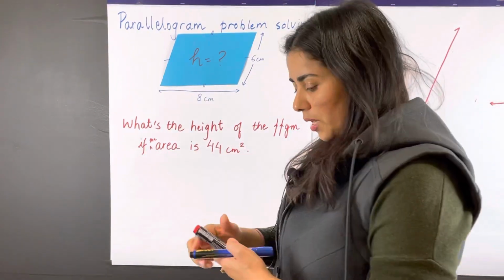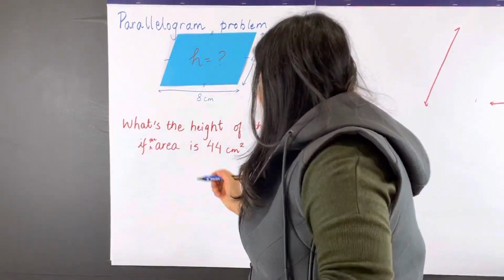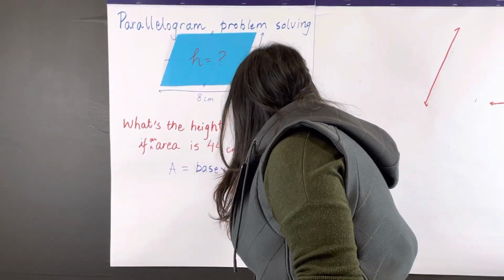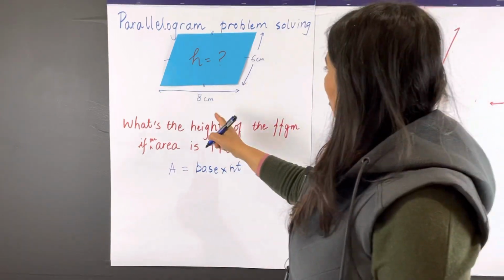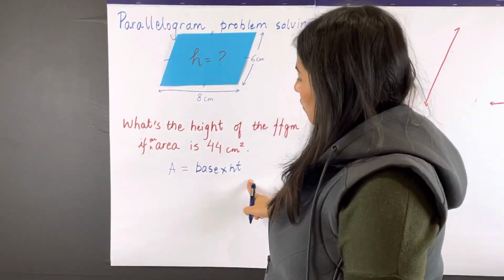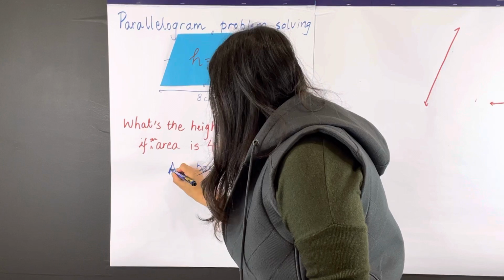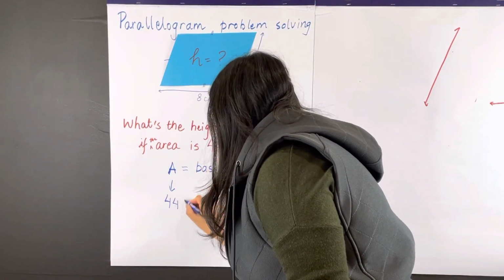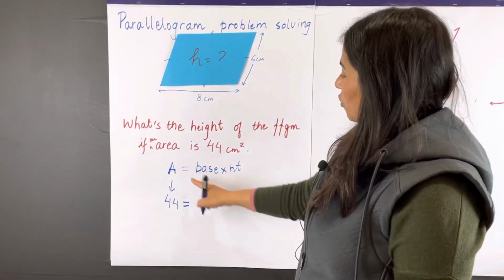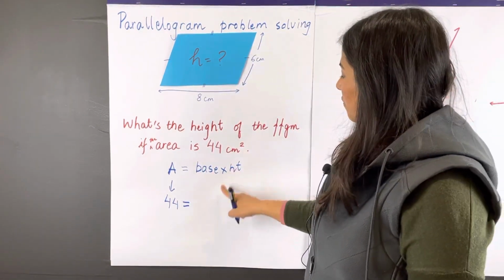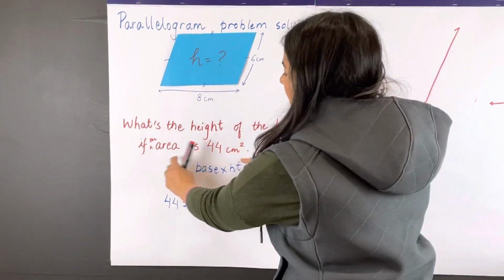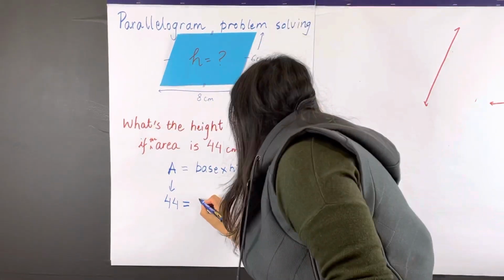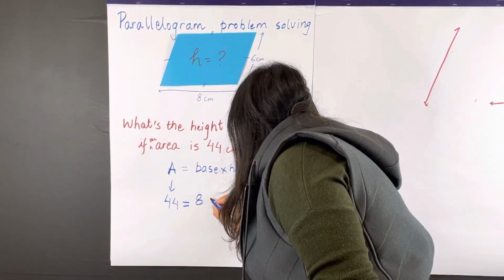Now let's use the area formula for parallelogram, which is area is base times height. Okay, now over here we know the base, so I'm just going to substitute all the values over here. So your area is given to be 44 centimeters square. I'm just going to bring down the equal sign, substitute the value of base, substitute the value of height. So all I'm doing is keeping this equation or this relationship as is and just substituting the values. Base is 8 centimeters, so I'm just going to replace base by 8 times height.